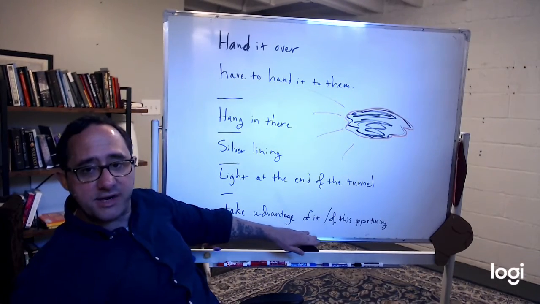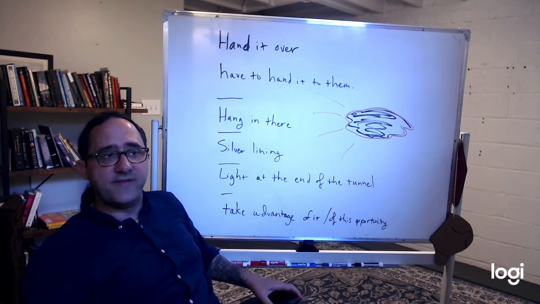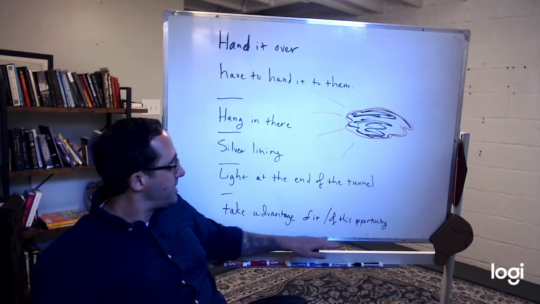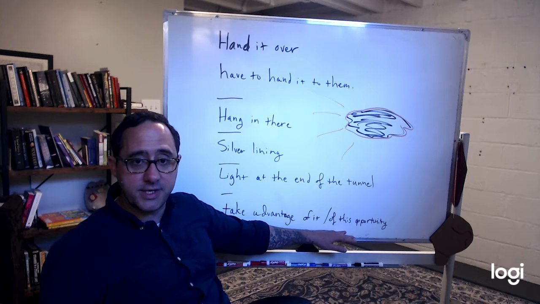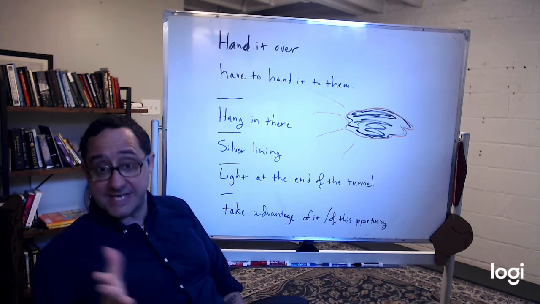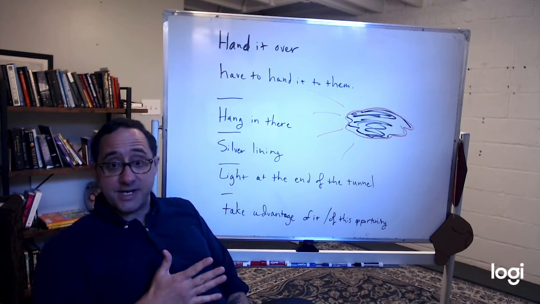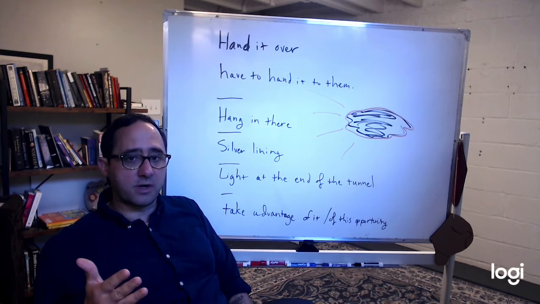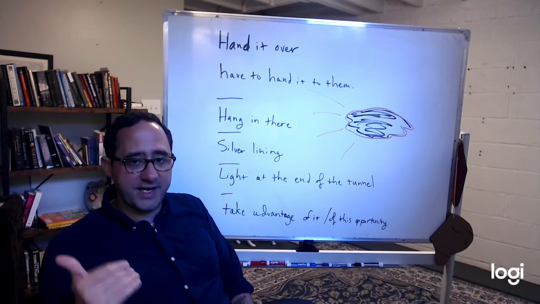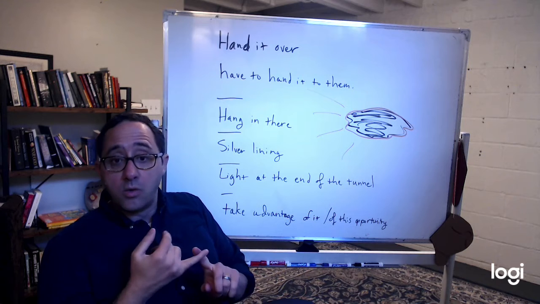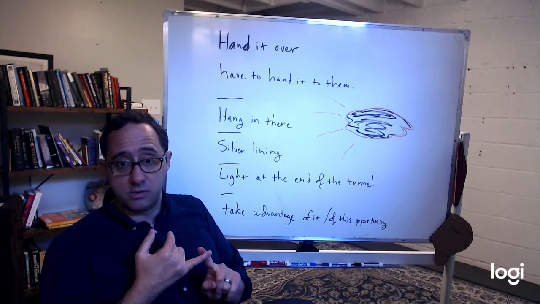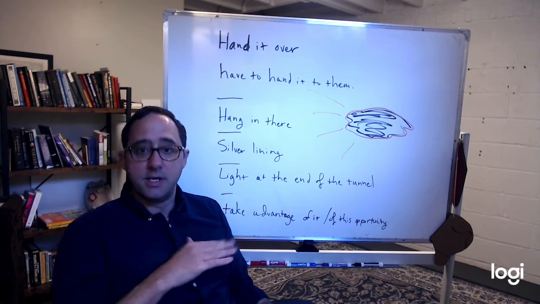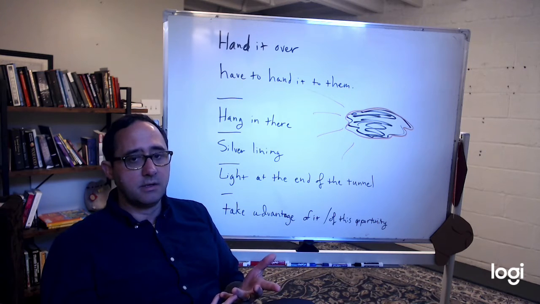Take advantage of it. So take advantage of this opportunity. We'll use the same thing. The pandemic is happening. People have to work from home. Let's take advantage of this opportunity. One, we can save money by staying at home, right? Some people can't, but if you can save money.